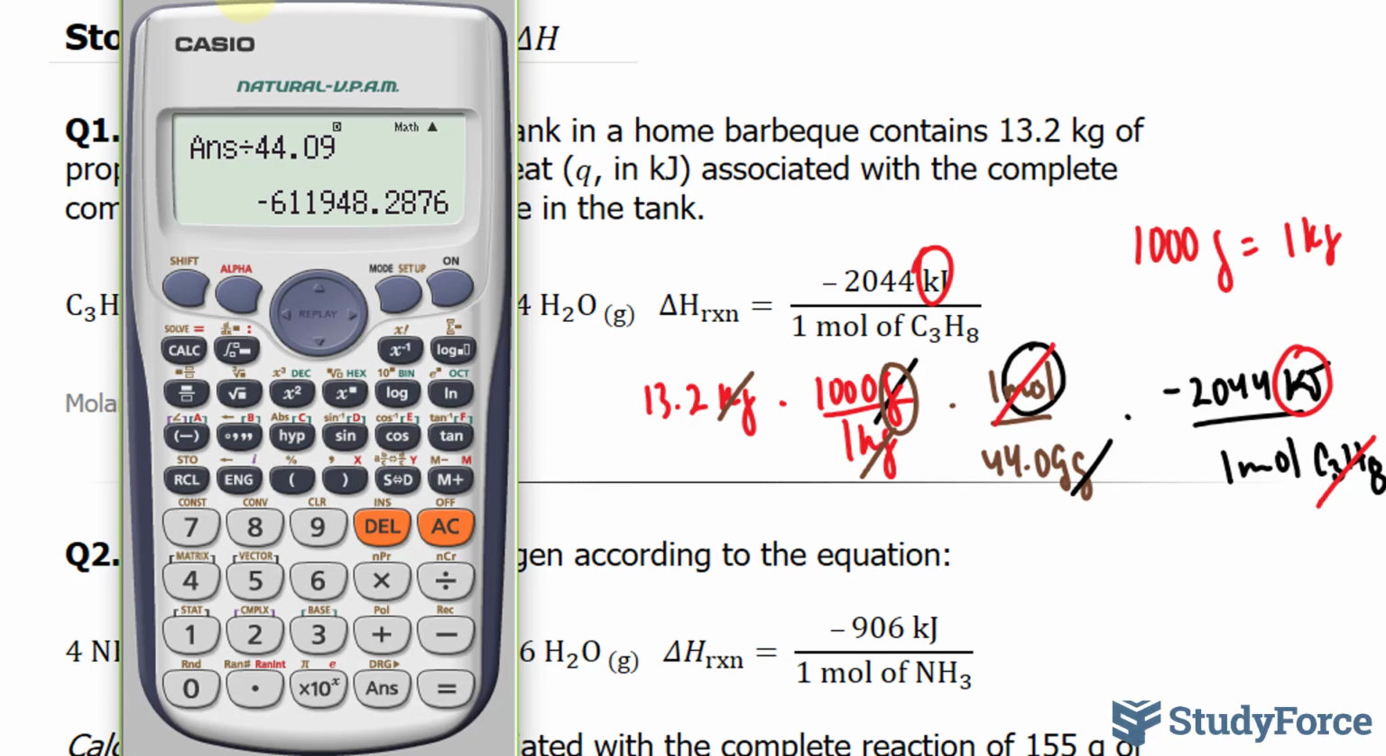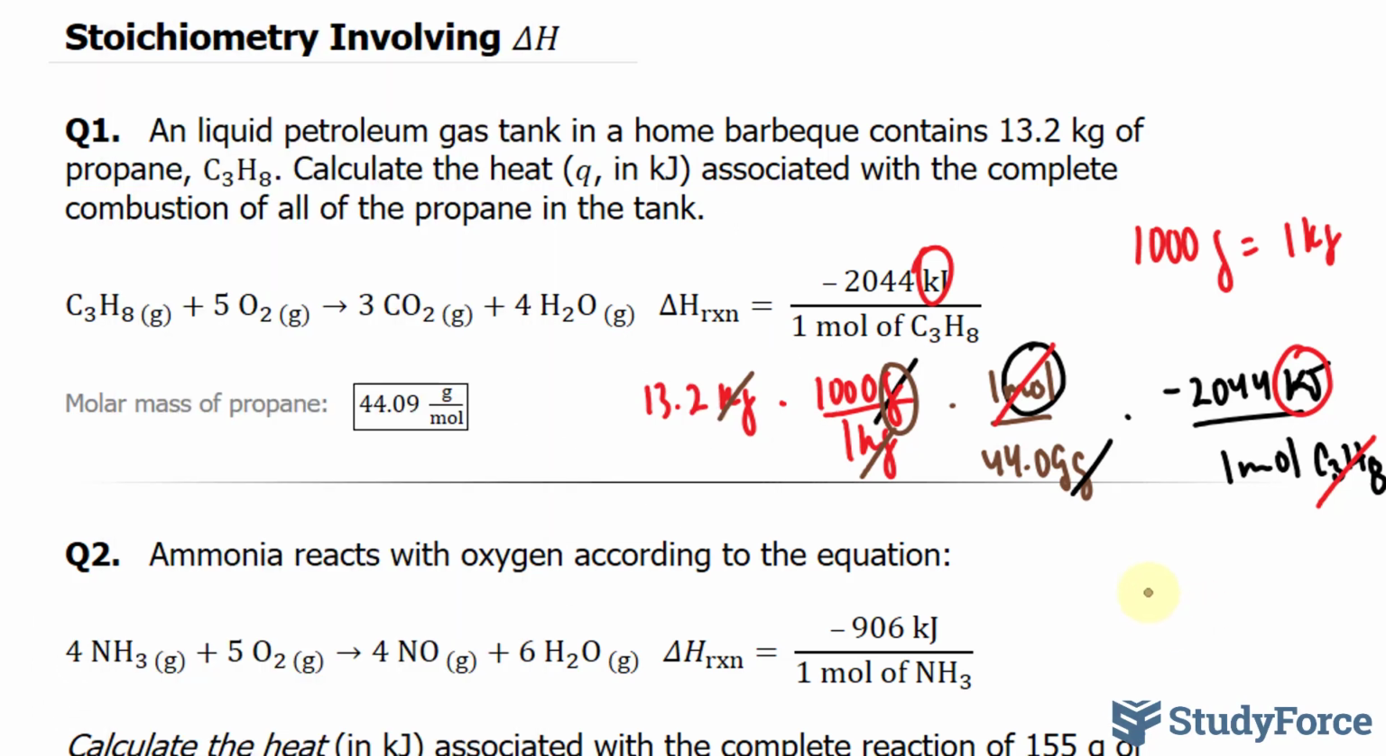611,948. We only want 3 significant figures because this number contained 3. So I'll write this down as negative 6.12, I've rounded this 1 to a 2, times 10 to the power of 5. Negative 6.12 times 10 to the power of 5 kJ.